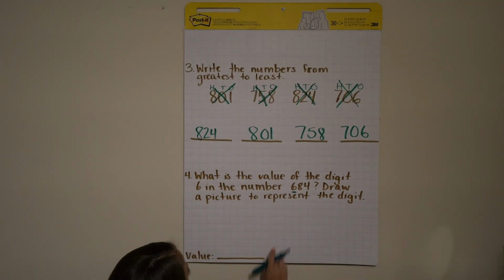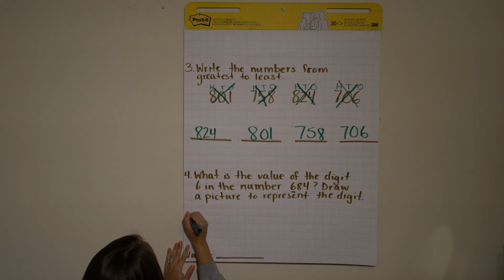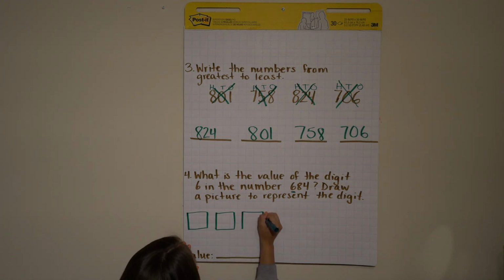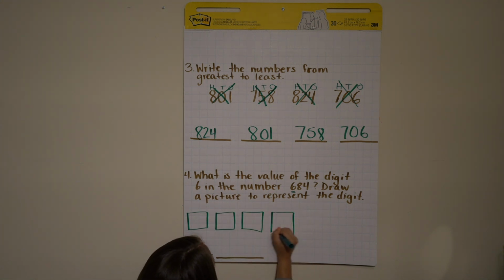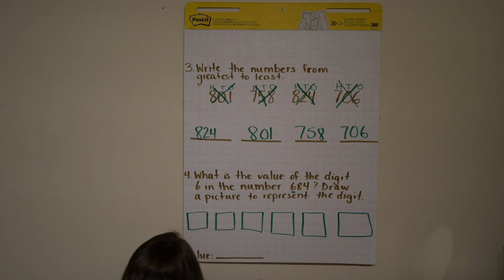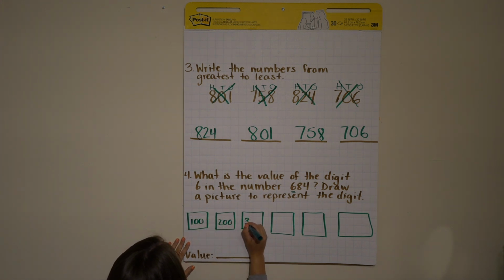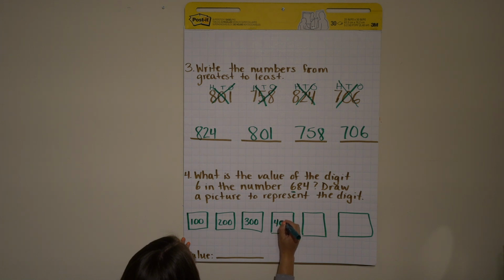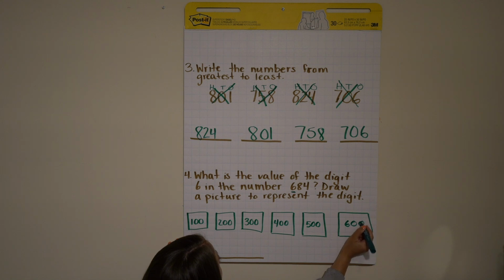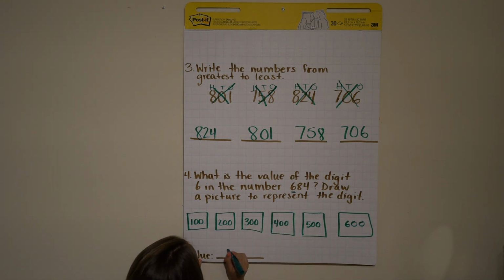Okay, so since this is in the hundreds place, we are going to draw 6 hundreds. 1, 2, 3, 4, 5, 6. Okay. 100, 200, 300, 400, 500, 600. So the value of the digit is 600.